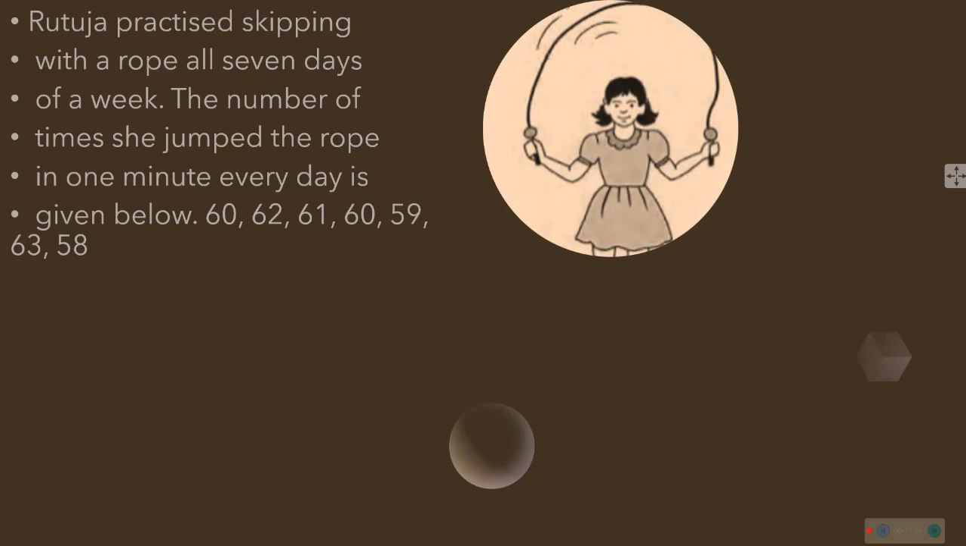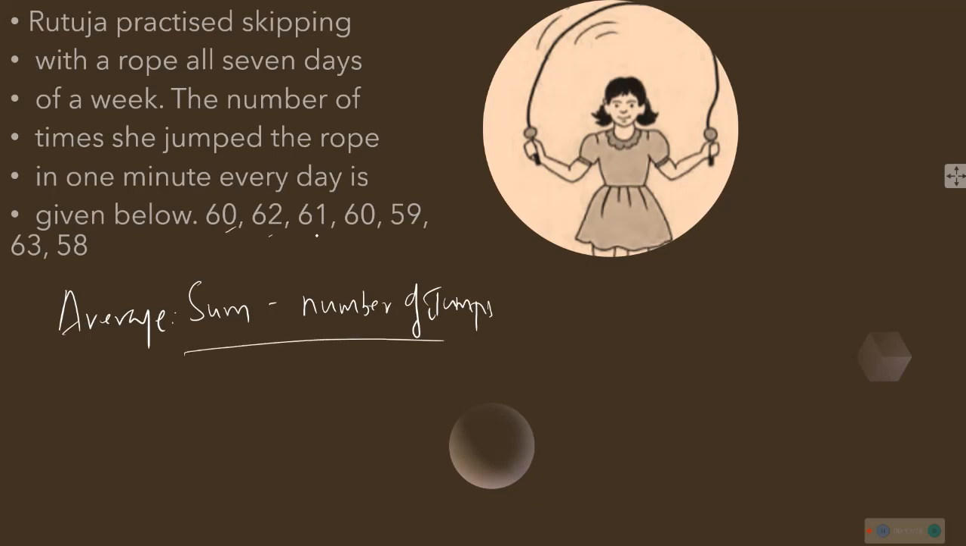So what we will do, we have to find out the average of this. Again, the concept of average will be applied. Average is nothing but the sum of the number of jumps upon how many are given? 1, 2, 3, 4, 5, 6, 7. So we will sum up that. Here it is, the total number of days I have to write. So I will simply write 60 plus 62 plus 61 plus 60 plus 59 plus 63 plus 58 upon 7.